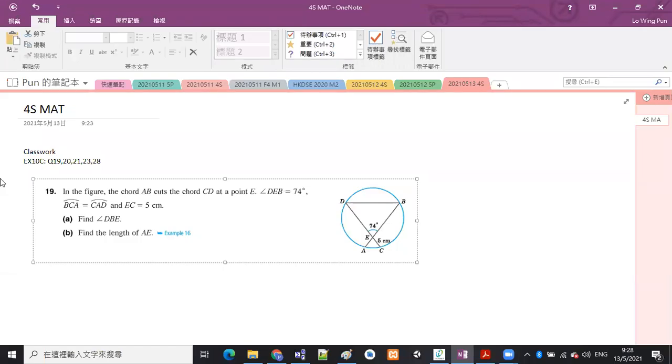So I've asked you to do the following questions from exercise 10C. So we have talked about number 16 and 18 yesterday, right? And then we will talk about the remaining questions today. So that is 19, 20, 21, 23, and 28. Okay. So question number 19.